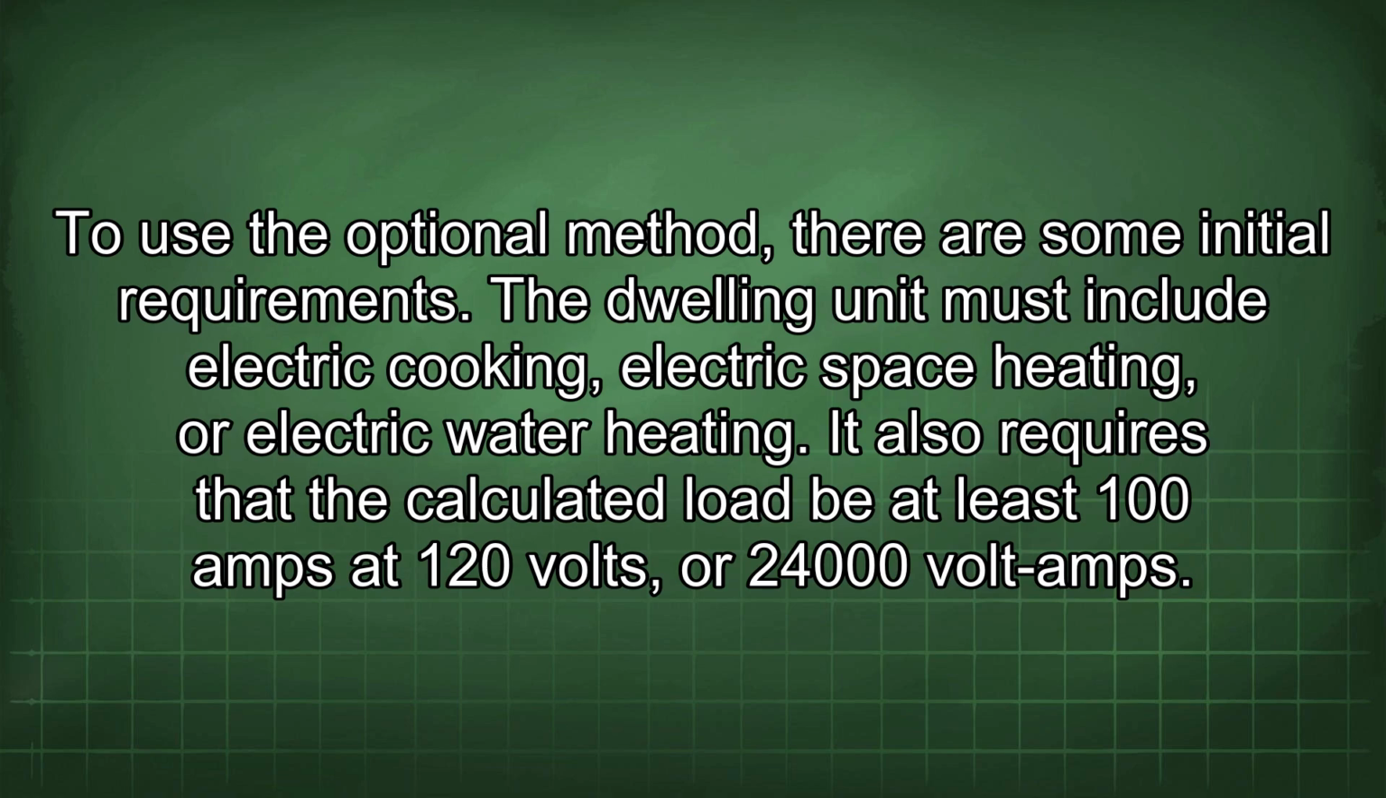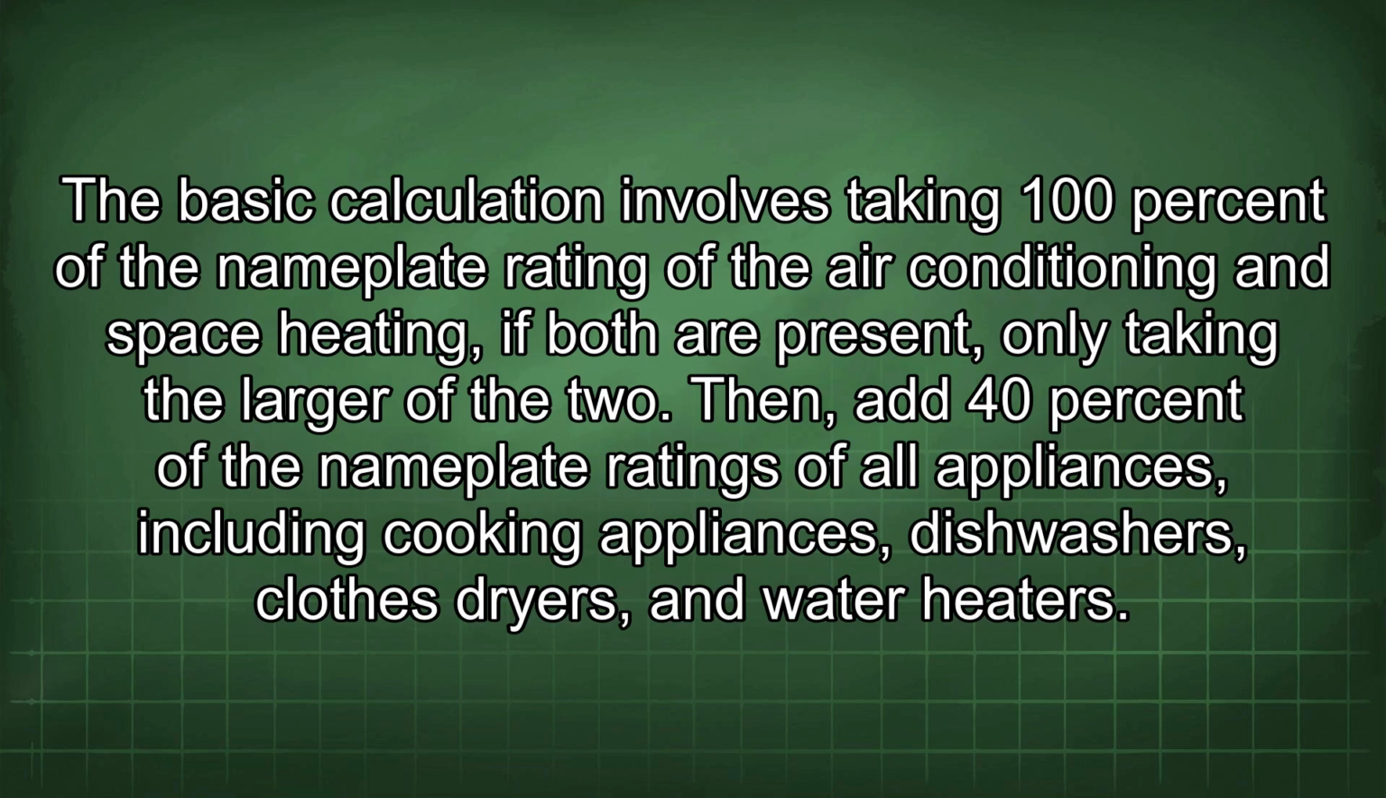To use the optional method, there are some initial requirements. The dwelling unit must include electric cooking, electric space heating, or electric water heating. It also requires that the calculated load be at least 100 amps at 120 volts, or 24,000 volt amps. The basic calculation involves taking 100% of the nameplate rating of the air conditioning and space heating, if both are present, only taking the larger of the two.